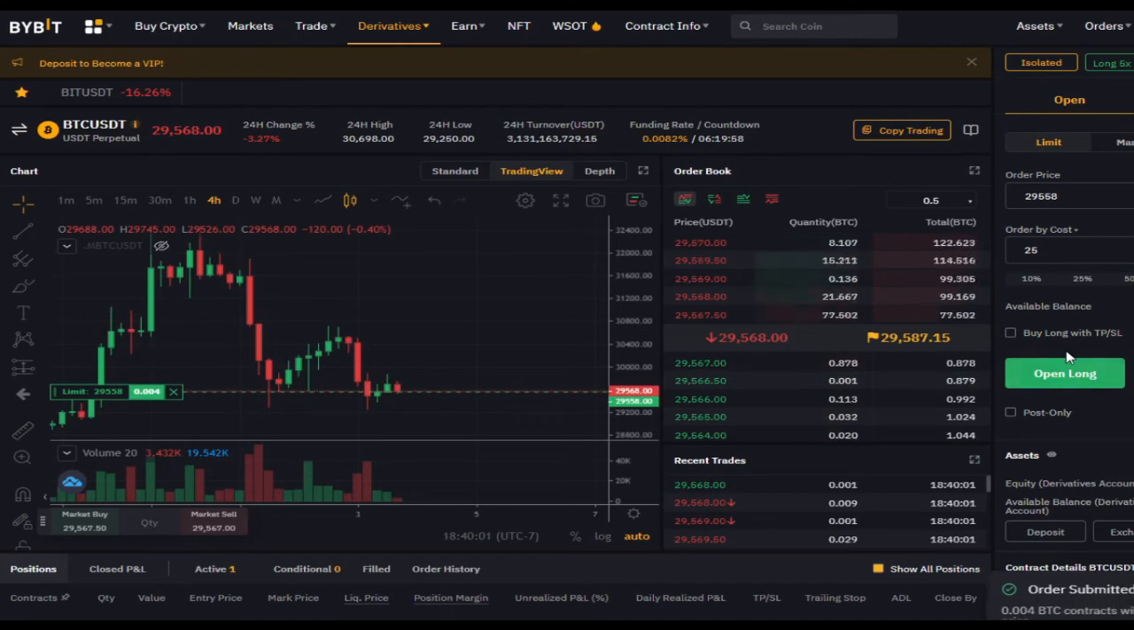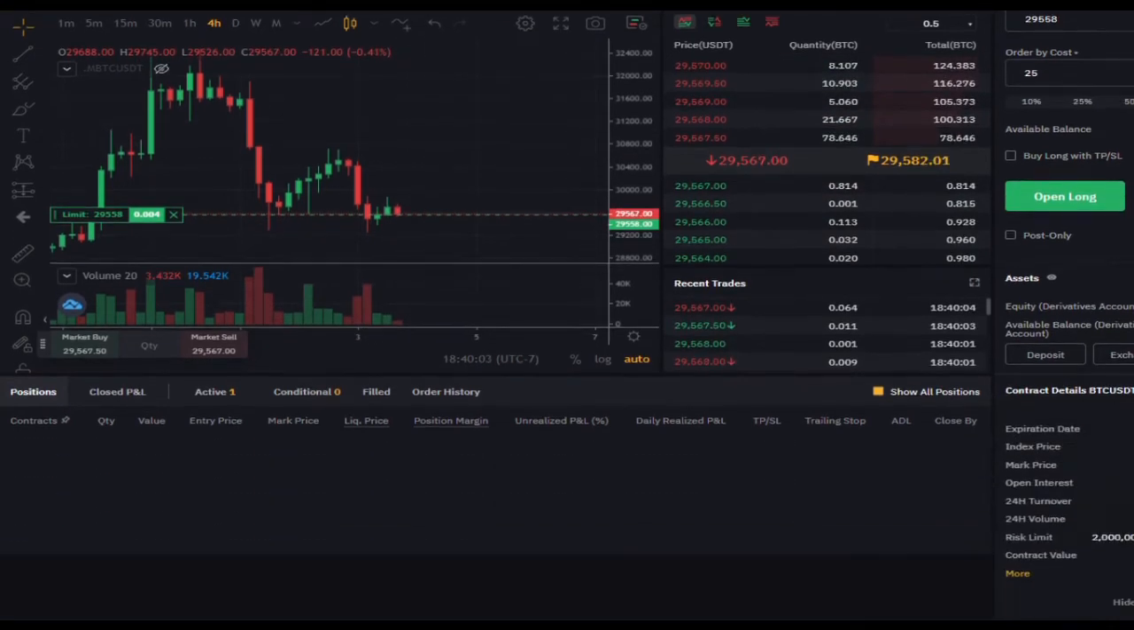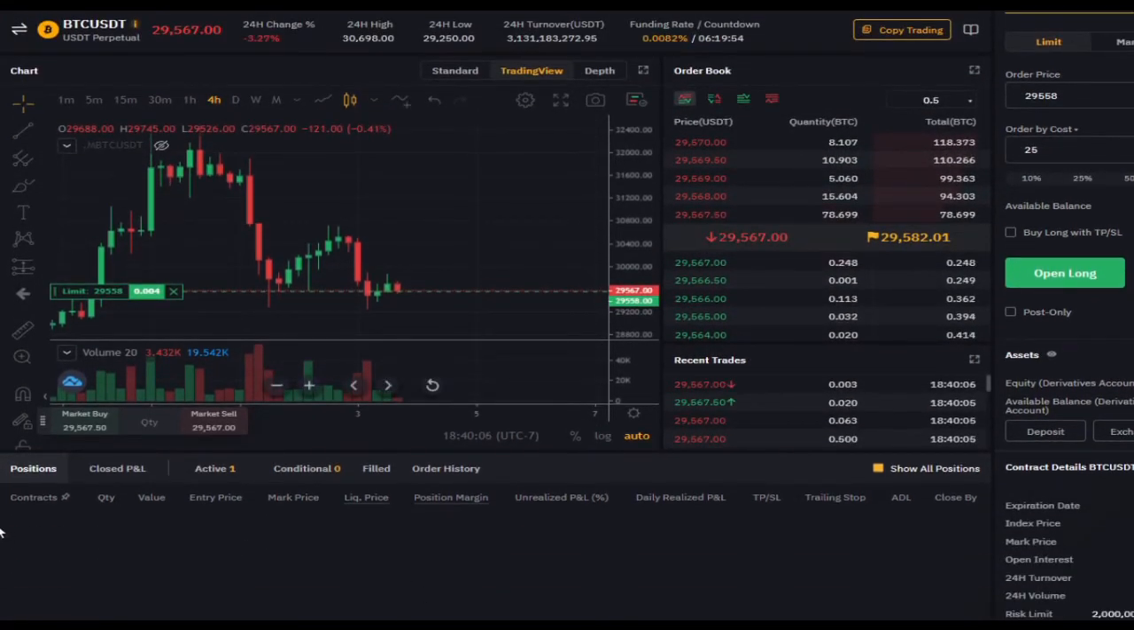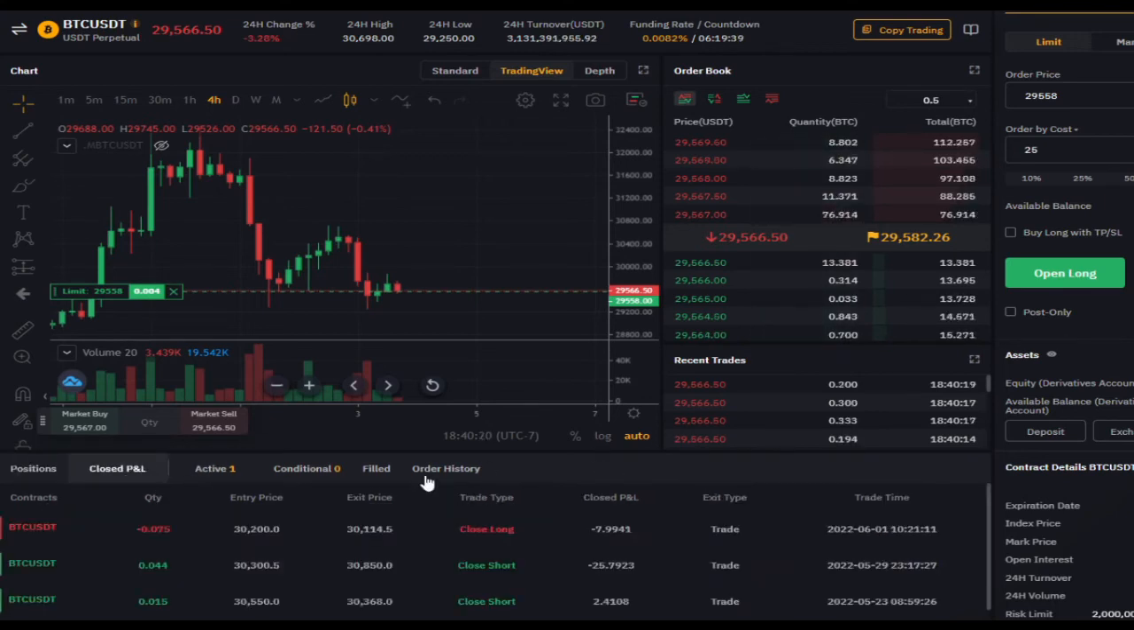Okay, so now that that is submitted, we'll go down to the bottom left-hand side here, starting from the bottom. So now you'll have your positions tab. It'll show any current positions that you have open, right? Now, we don't have any positions open because that trade hasn't been filled yet. So we don't have any trades that are open right now. We have our closed P&L, so some trades that you've done before. Won some, lost some, right?